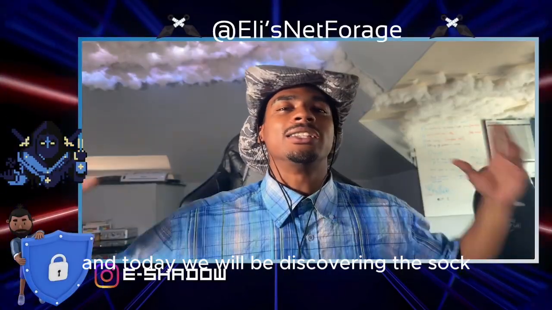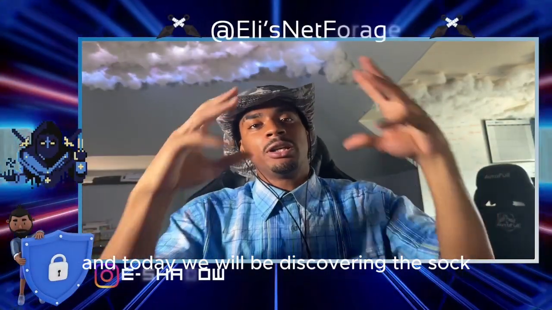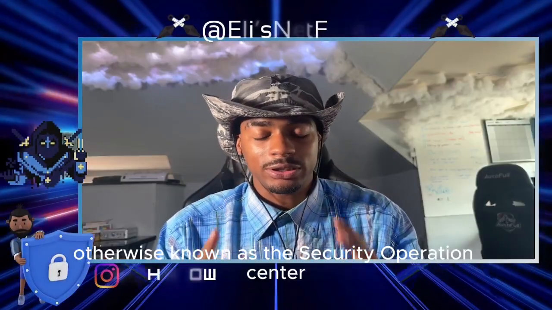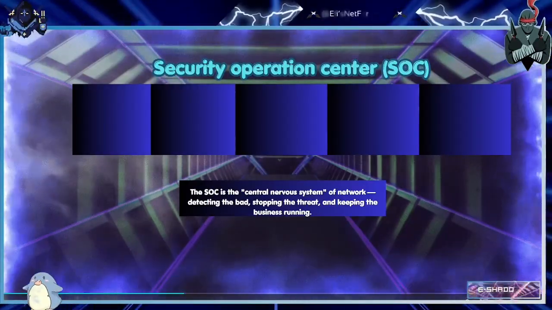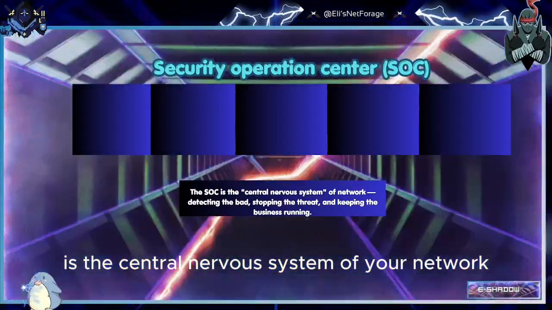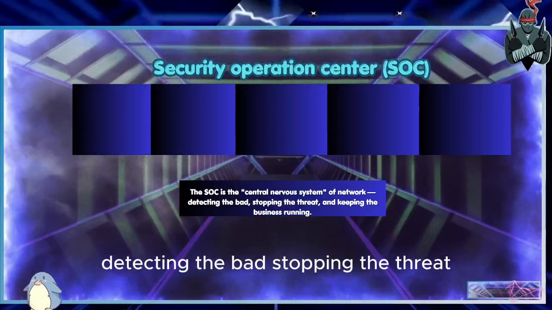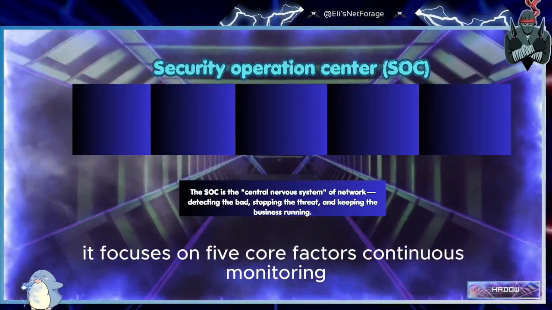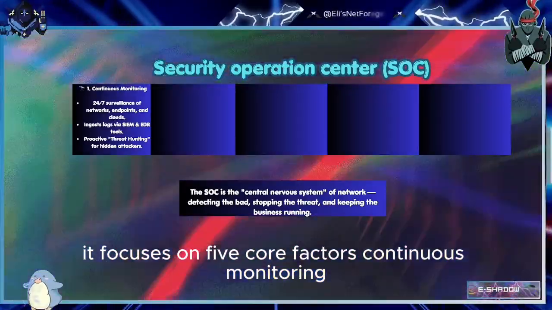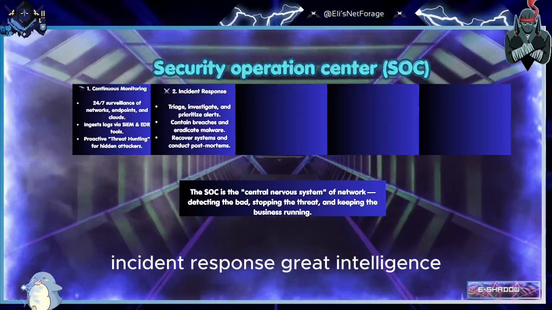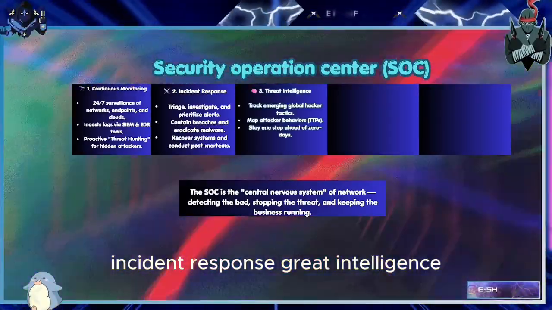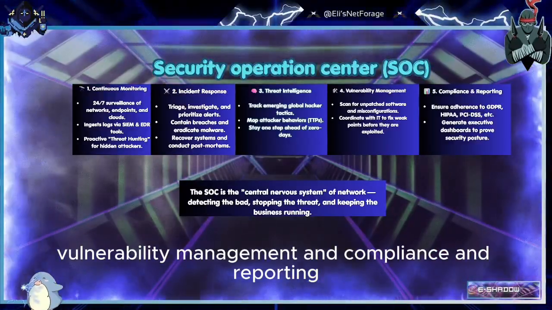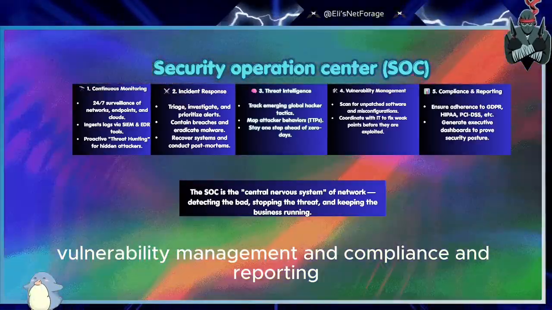I am Eli and today we will be discovering the SOC, otherwise known as the Security Operations Center. The Security Operations Center is the central nervous system of your network, detecting the bad, stopping the threat, and keeping the business running. It focuses on 5 core factors: continuous monitoring, incident response, threat intelligence, vulnerability management, and compliance and reporting.